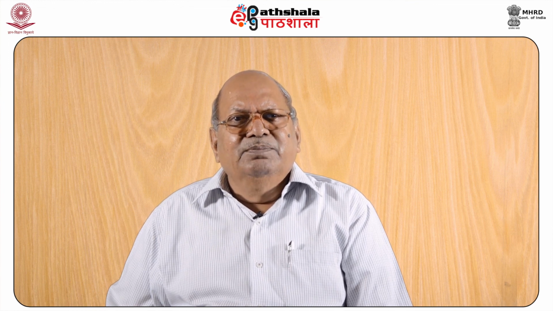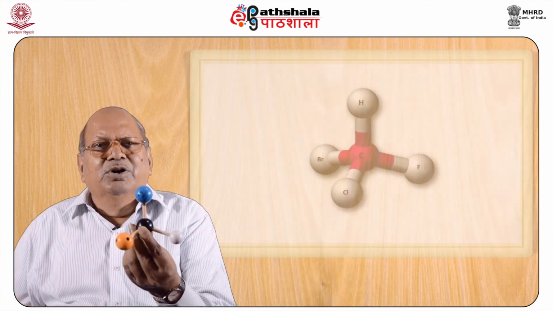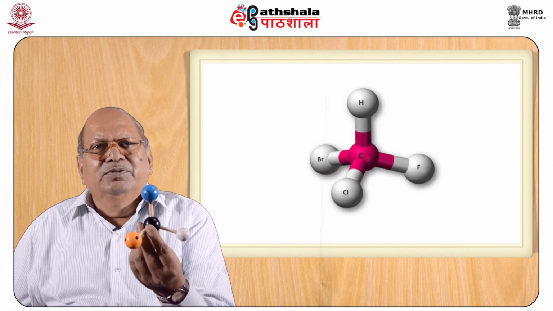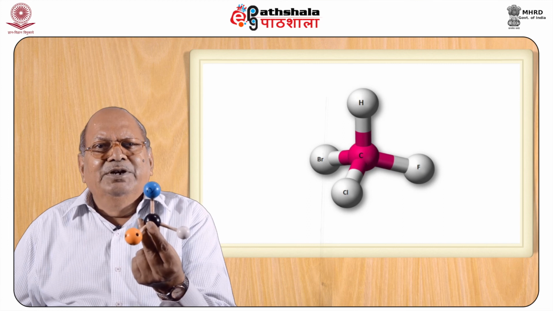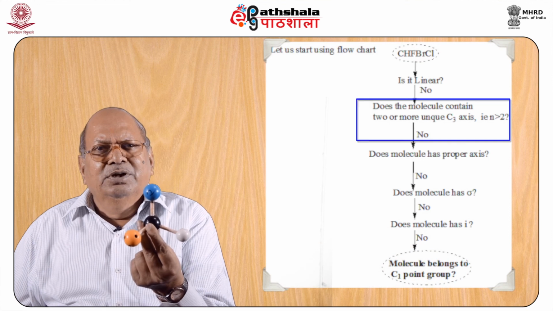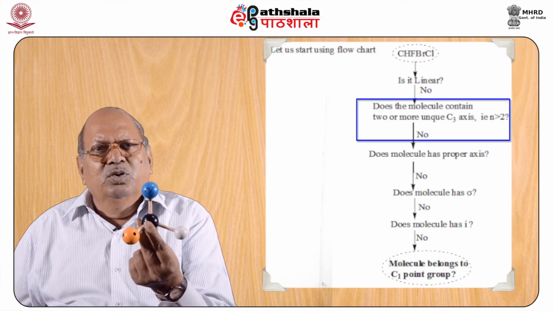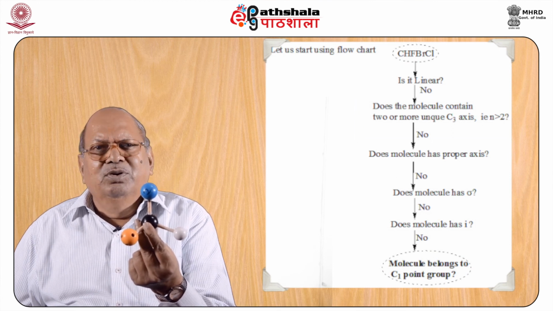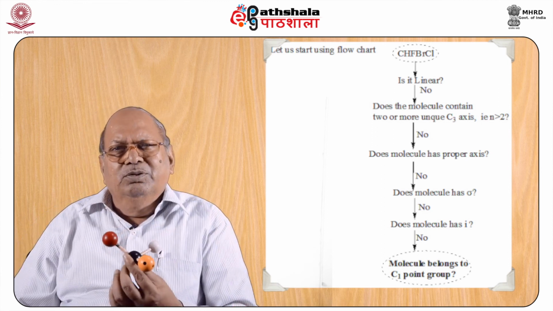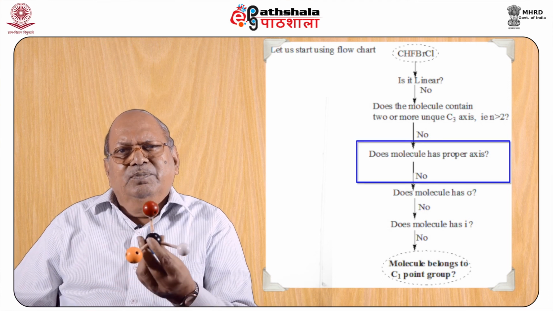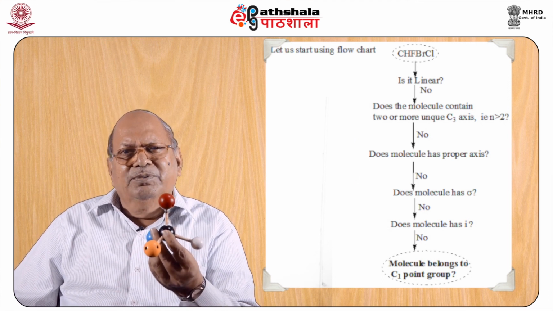Let us take the first example, CHFBrCl. Let us start by using the flow chart. We write down the molecule, and now my question is whether it is linear or not. You will say no, it is not a linear molecule. Does the molecule have two or more Cn axes with n greater than or equal to 2? Your answer will be no. Then the molecule does not have any rotation of this type, so it does not have any proper axis of rotation.